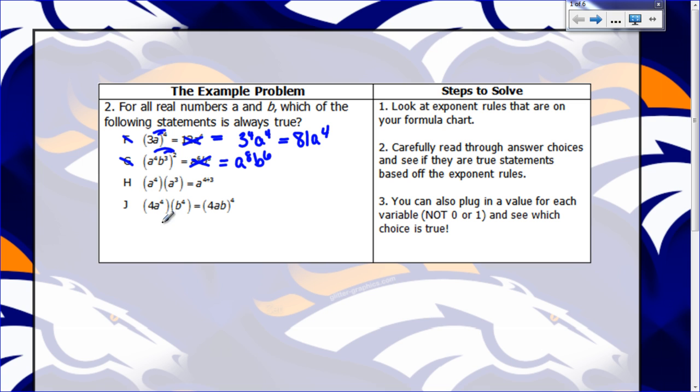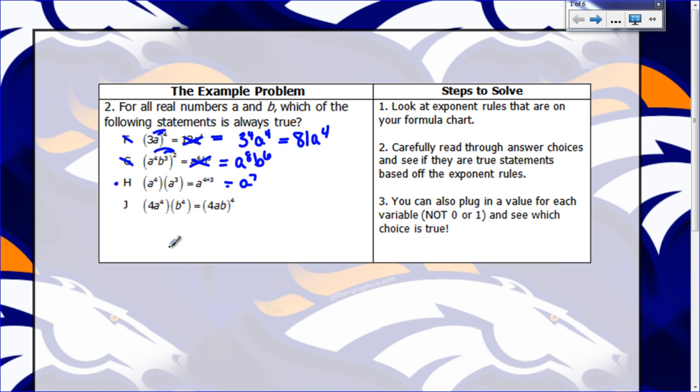When you have a problem like H, you have a to the 4th times a to the 3rd. This is when you keep the base and you add up the two exponents, and so you would do 4 plus 3, which would be 7. And so this one matches. This one is good, so it's possibly our answer.